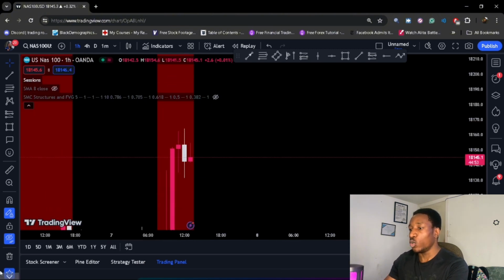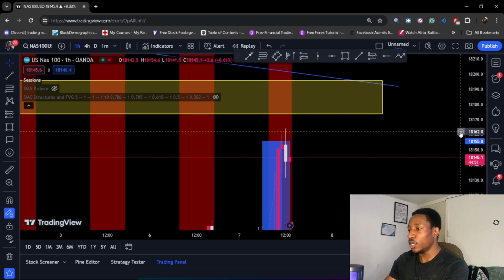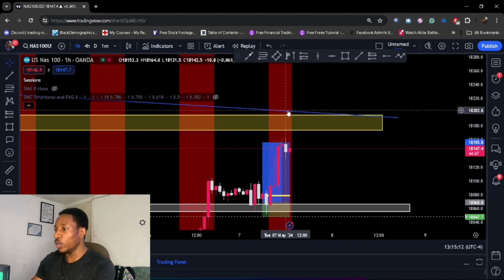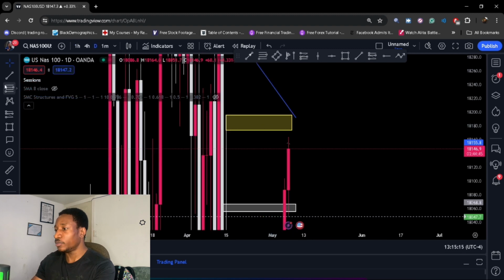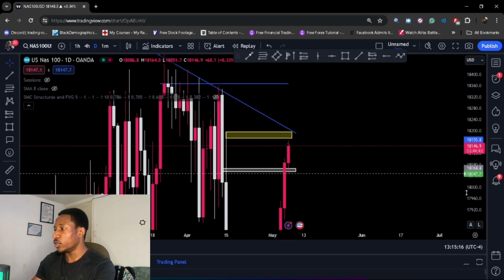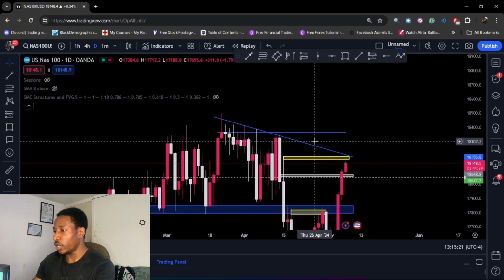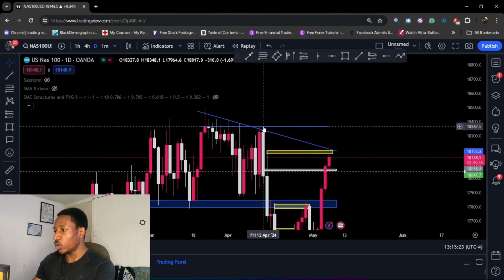And when it comes to where I'm going to take my TP, I'm looking to take my TP either in this zone here or this blue line, which is going to be the daily trend line, right? Because if you go to the daily time frame, you will notice that price is kind of bearish right here, and then also at this blue zone here.